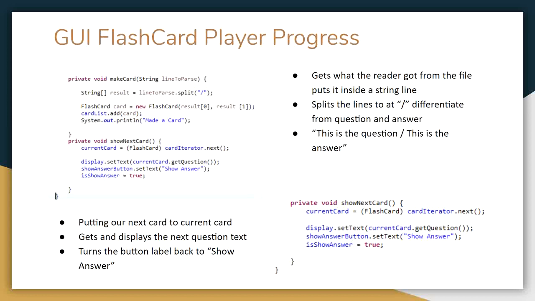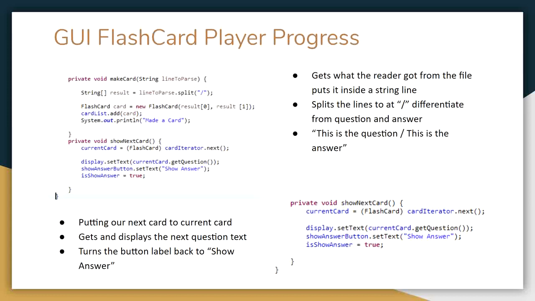Here's some more code from the player. In the top code, it splits the string line at the slash. We set the left part, which is the question, to index 0, and the right part to index 1, which is the answer. So this allows the program to differentiate which is the question and which is the answer.